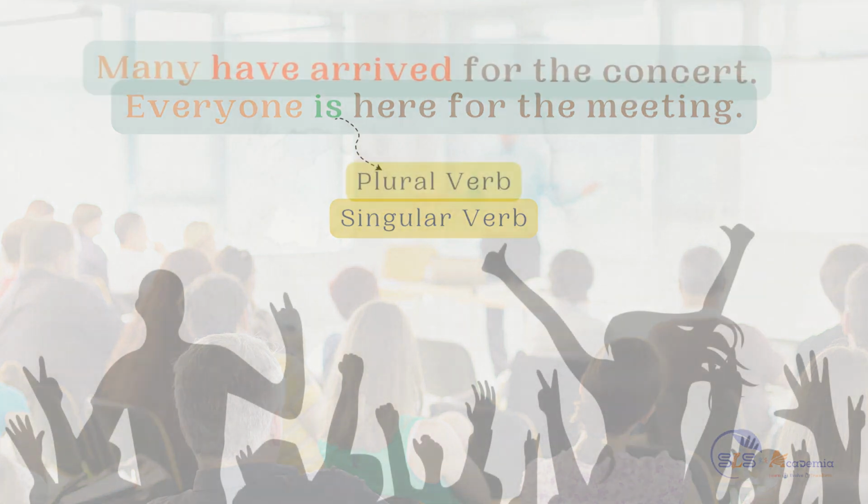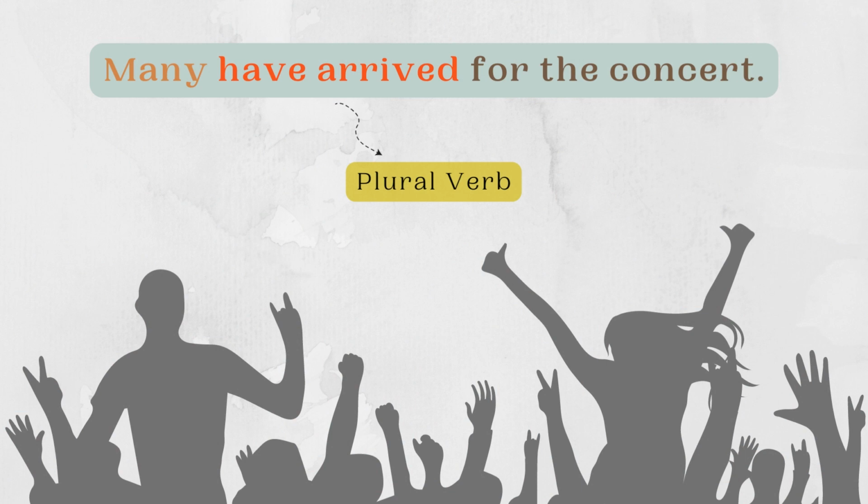Now look at this sentence. Many have arrived for the concert. In this example, the subject is the indefinite pronoun many. Unlike everyone, many refers to more than one thing or person and is considered plural. As a result, it takes a plural verb have, which agrees with the subject many. The sentence conveys that multiple people have arrived for the concert.